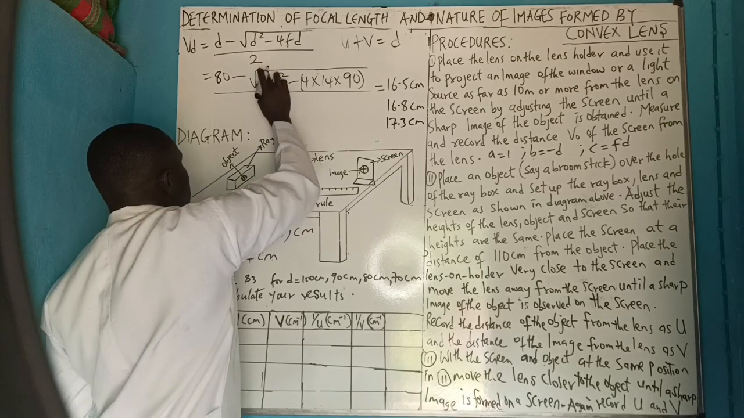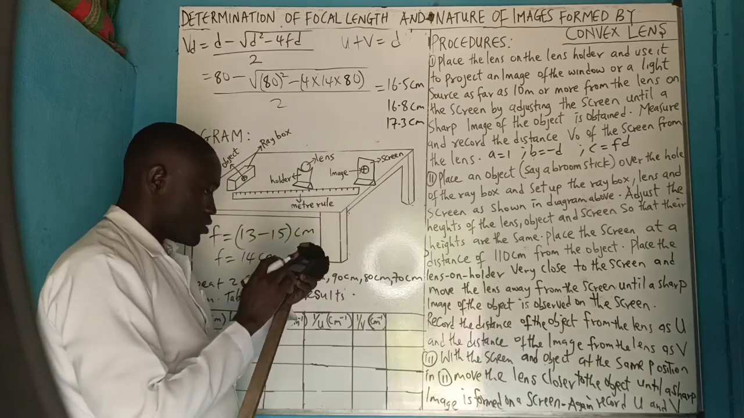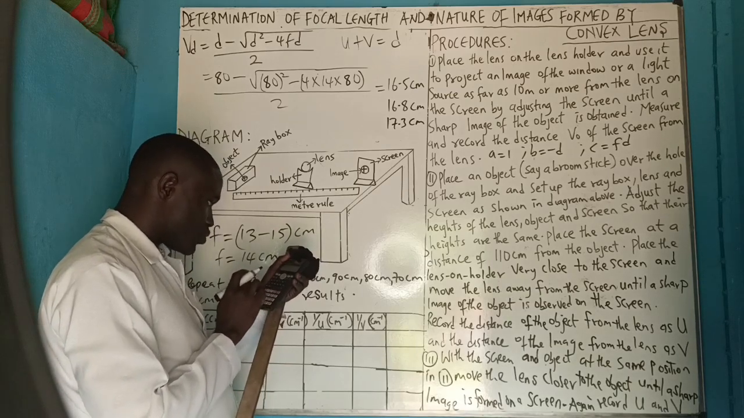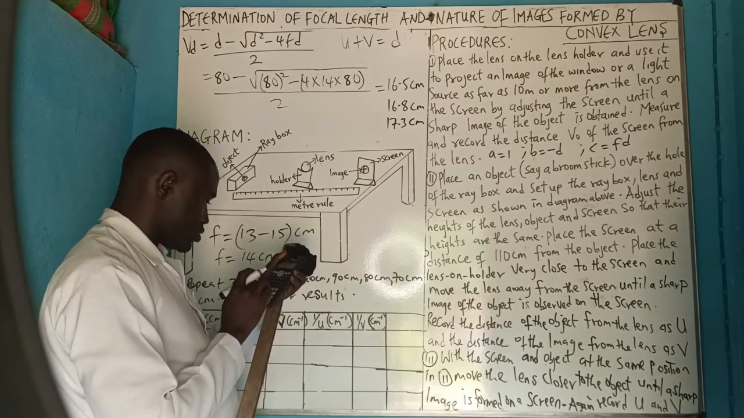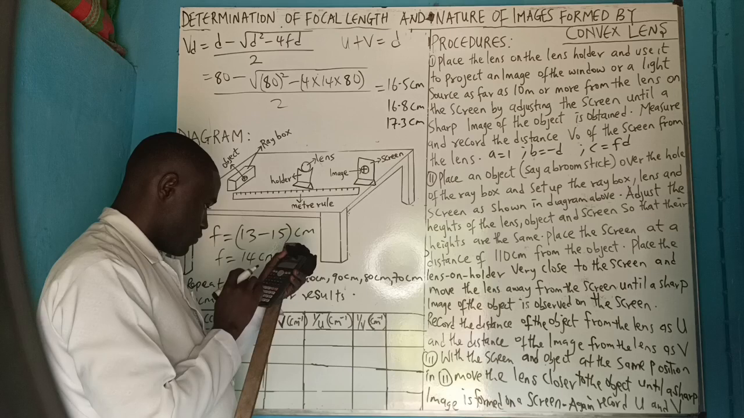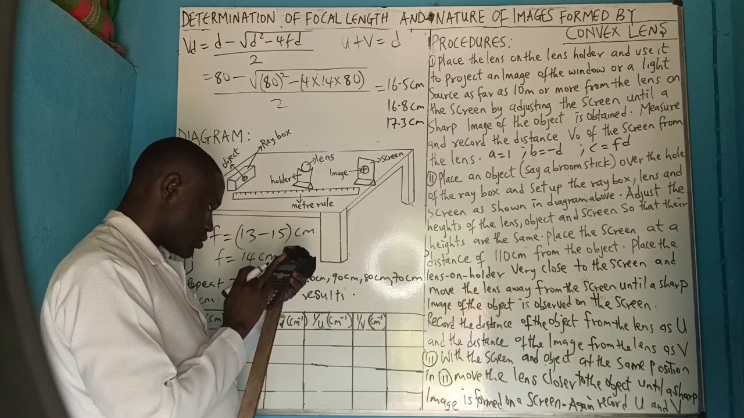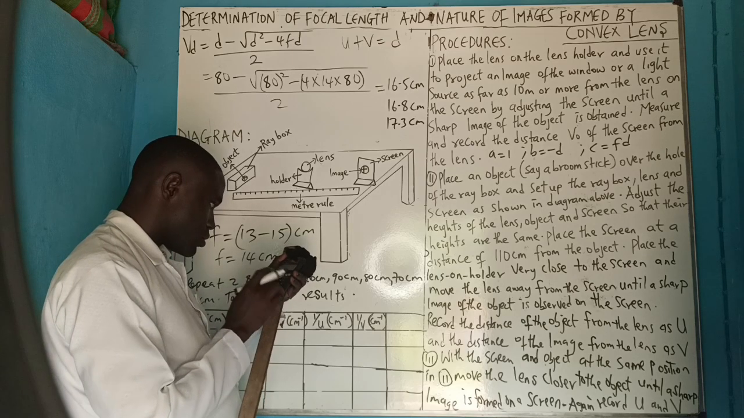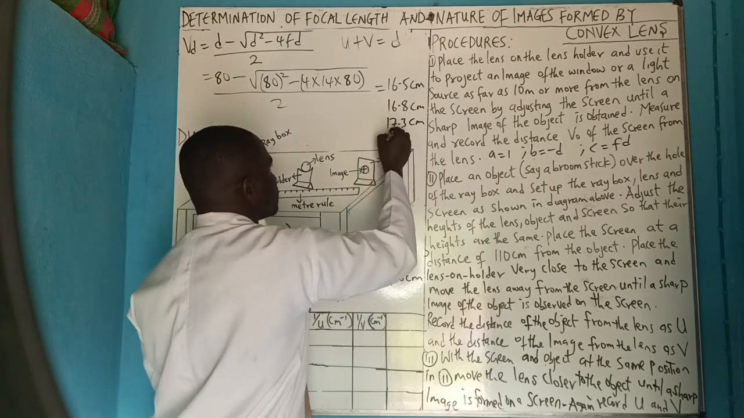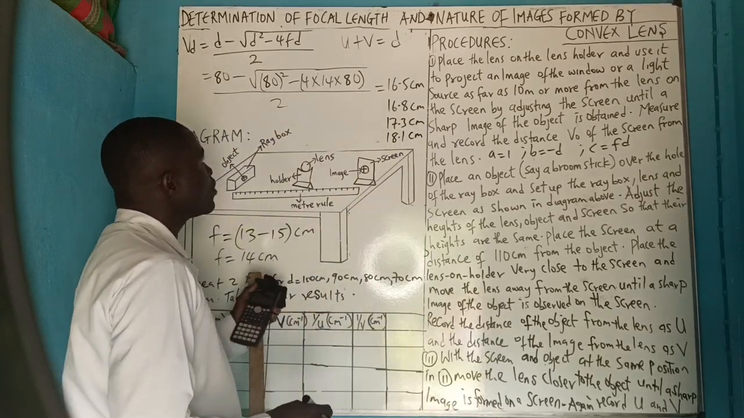Then we change here to what? 80. Change here to 80. We say 80 minus square root bracket 80 squared minus 4 times 14 times 80 divided by 2. We have 18.1. Are you getting it? Then we'll go again.